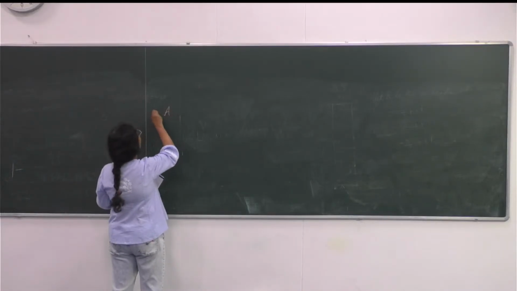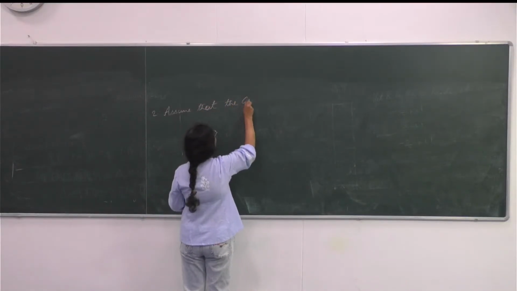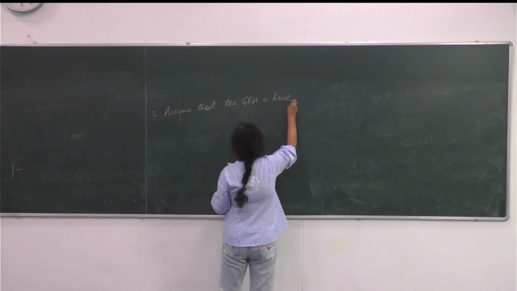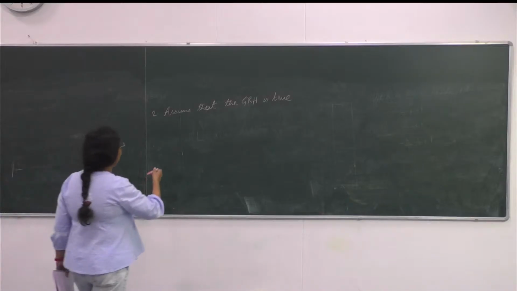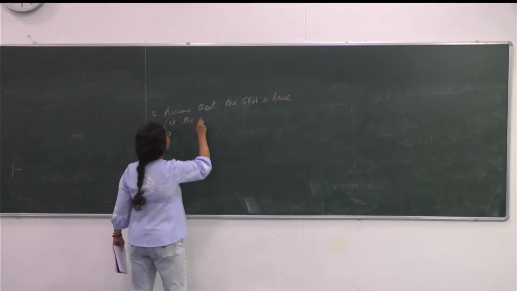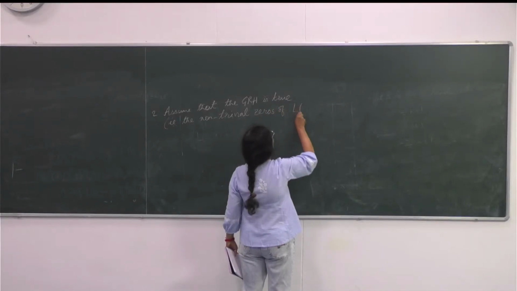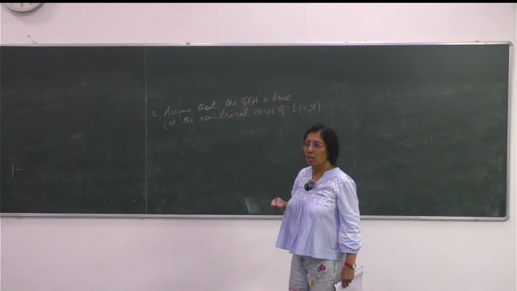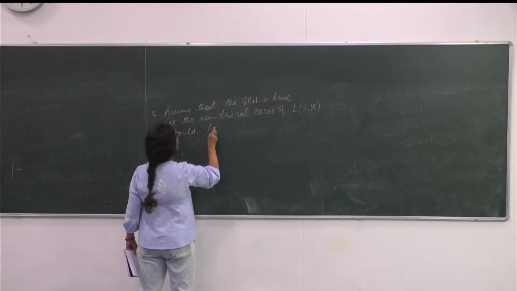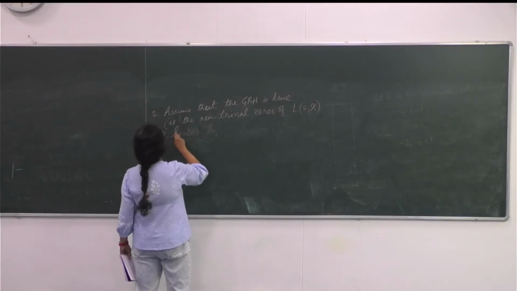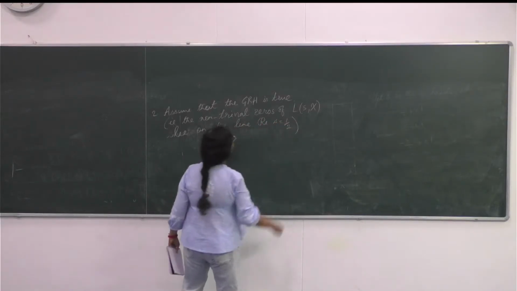So assume the generalized Riemann hypothesis. Assume that the GRH is true. So GRH is true means what? What does this mean? It means that the non-trivial zeros of L(S, chi) should be where? Where should they be? They should lie on the line S equal to half. Not should, they do, because I'm assuming it to be true. They lie on the line real S equal to half. Okay, assume this to be true.